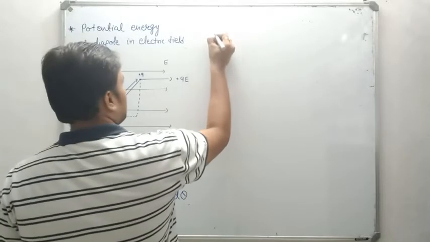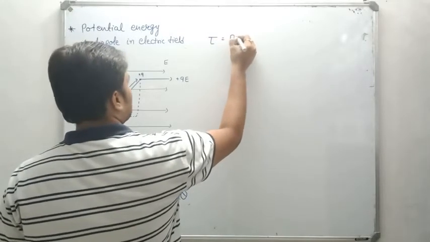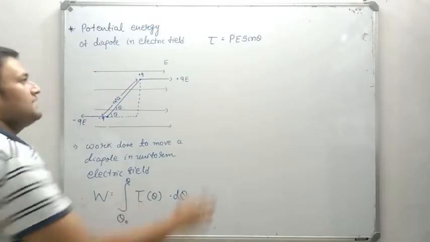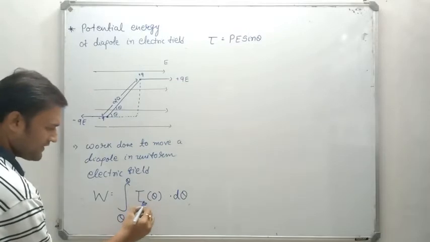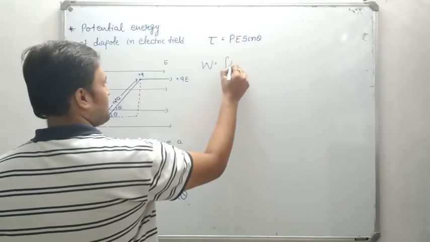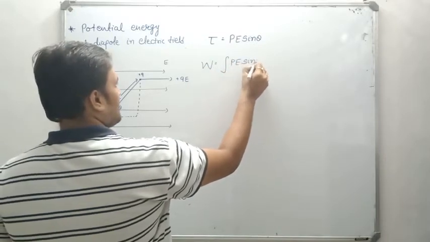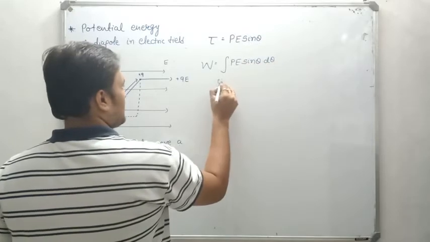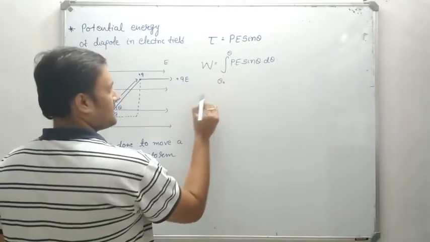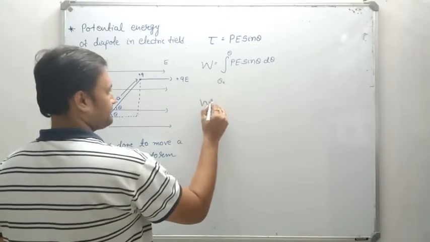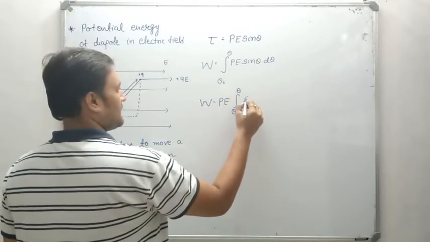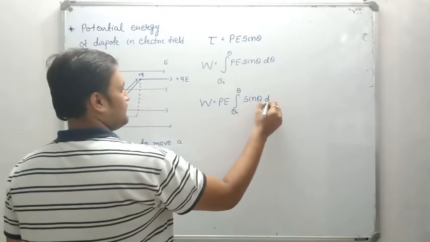Tau is equal to, as we studied in chapter number 1, pE sin theta. Substitute this value here, this is tau external. So W is equal to the integration of pE sin theta into d theta, from theta 0 to theta. pE is constant, so take it outside: pE times the integral of sin theta into d theta.